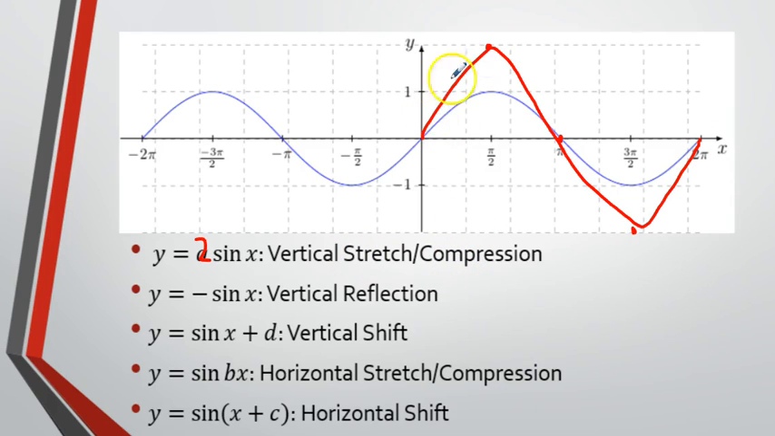It would be a compression if the number had been something smaller, like if it had been a 1/2. Then I would instead be taking those heights and multiplying them by 1/2, so it would squish the graph or compress it, and you would end up with a shorter sine function.